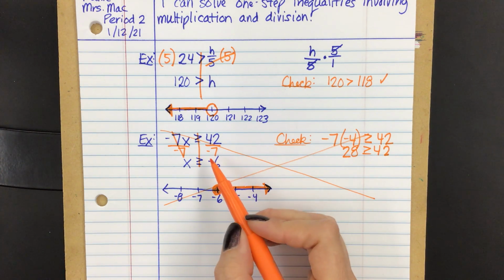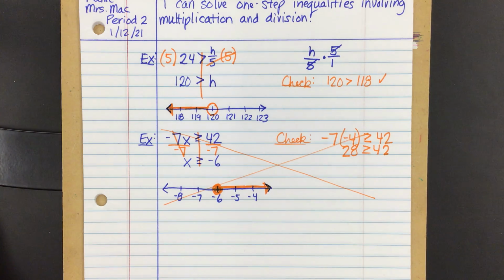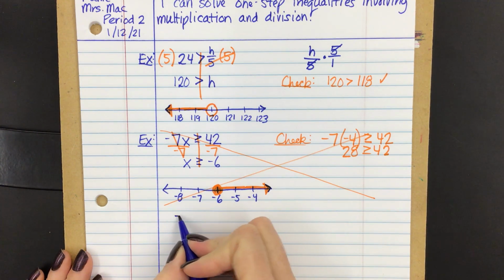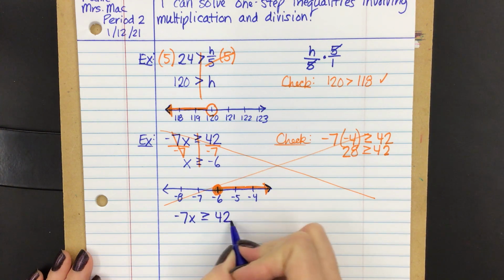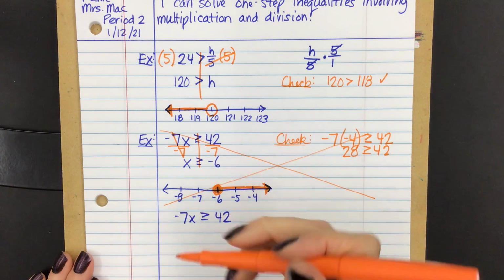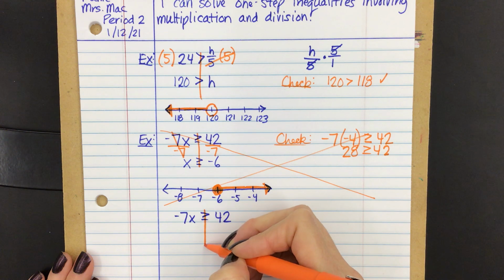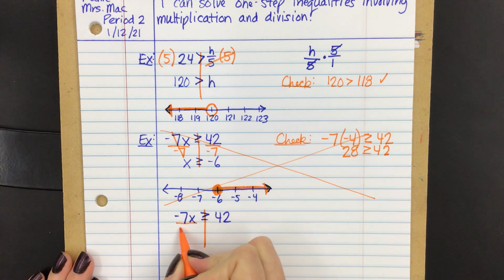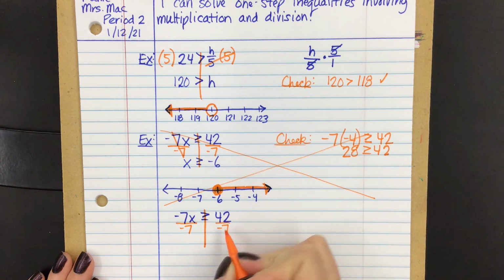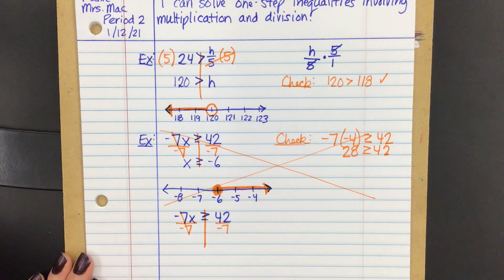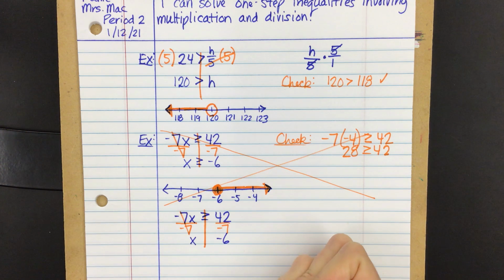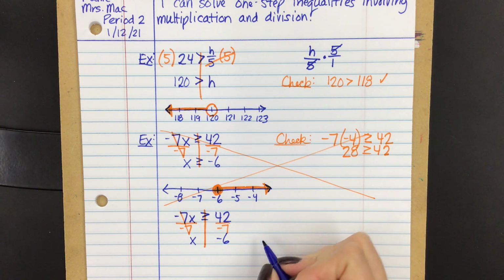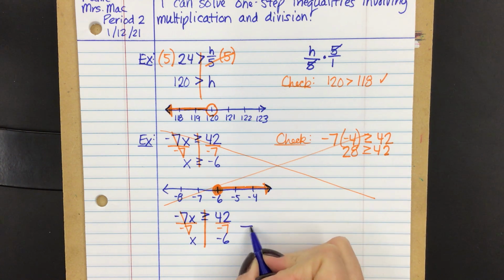Now, here's the trick. I'm going to show you the trick that we're going to do to make this work. We're going to solve it again. We'll do it the same way. We're going to divide both sides by -7. That hasn't changed. And you're going to get x and -6, just like you did above. But here's the deal. Let me put a little arrow here.